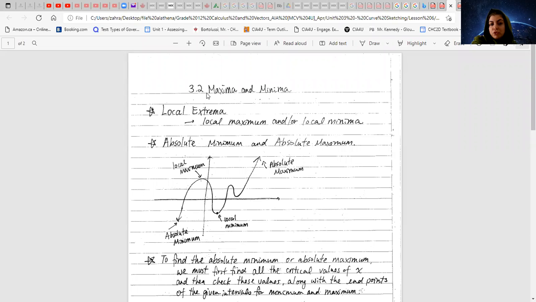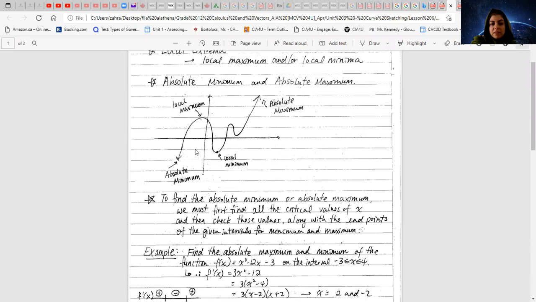Section 3.2: maximum and minimum, we need to find that. As you see in this picture, we have several points for maximum and minimum. So this point is maximum. This point is local minimum. This is local maximum. Local means the maximum or minimum point compared to the neighboring point.